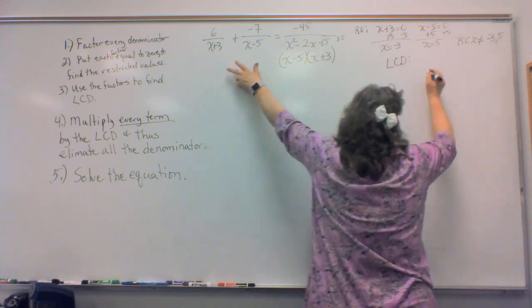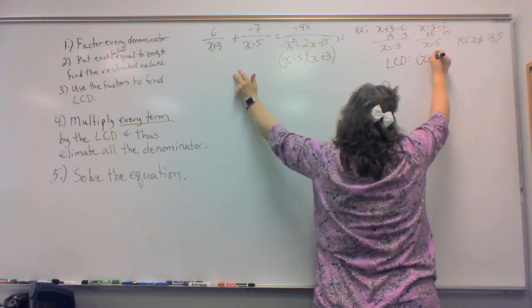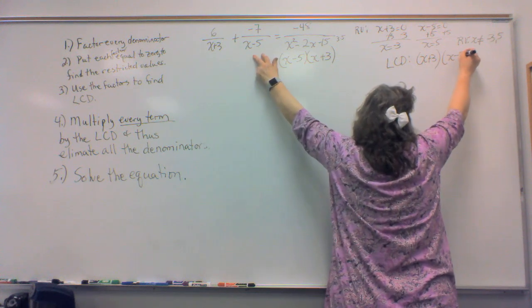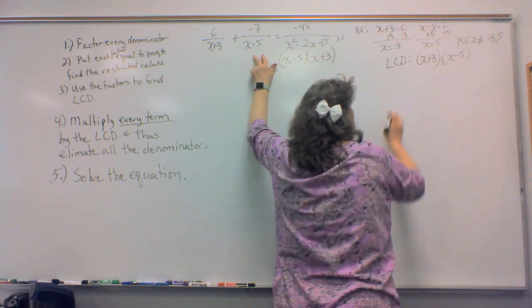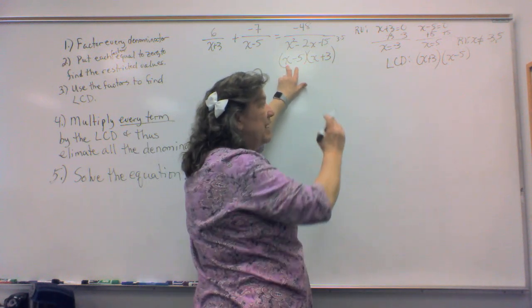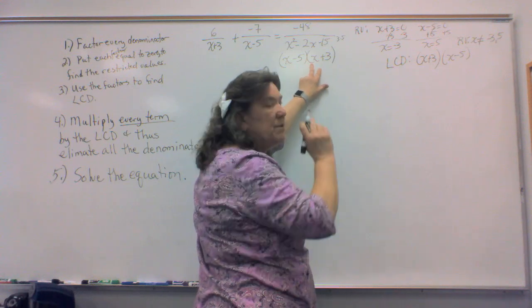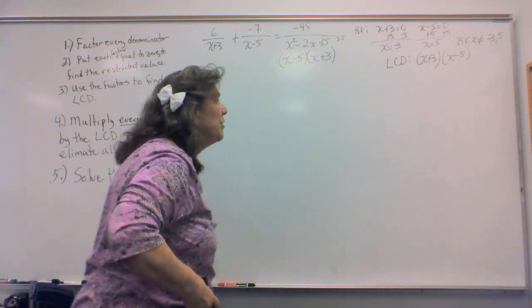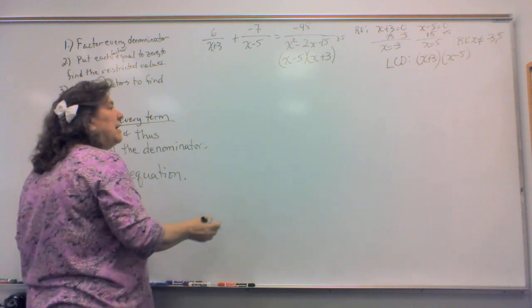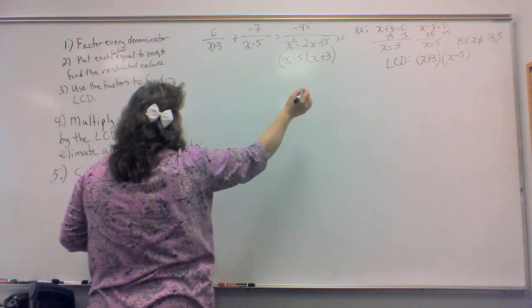Looking at our first term, we have x plus 3. Look at our second term, we have x minus 5. And since that's different from my x plus 3, I have to write it down. X minus 5, already there. X plus 3, already there. So your lowest common denominator is x plus 3 times x minus 5. Now we're going to multiply every term by that.